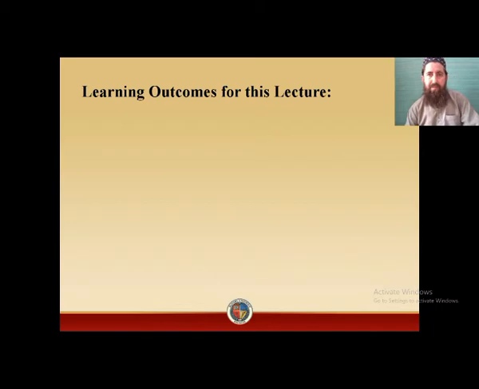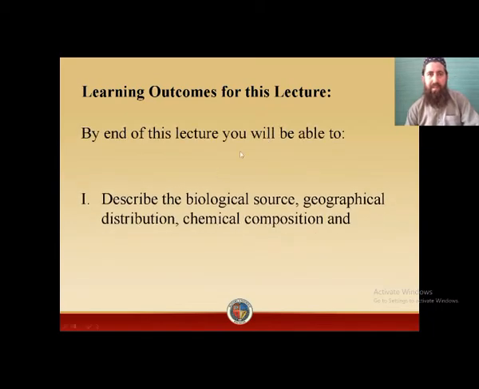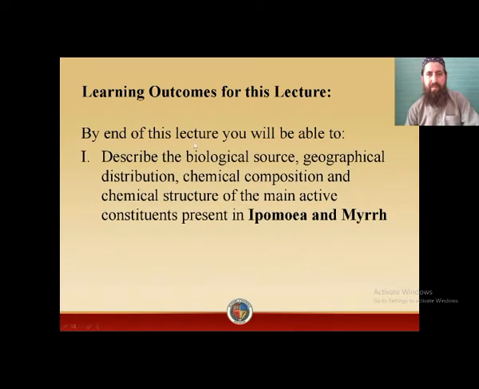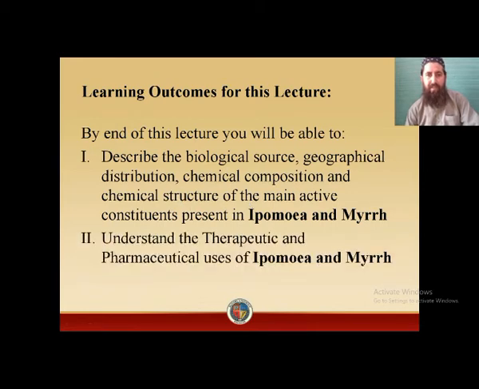Learning outcomes for this lecture. By the end of this lecture, you will be able to describe the biological source, geographical distribution, chemical composition, and chemical structure of the main active constituents present in Ipomoea and Myrrh. And you will also be able to understand the therapeutic and pharmaceutical uses of Ipomoea and Myrrh.